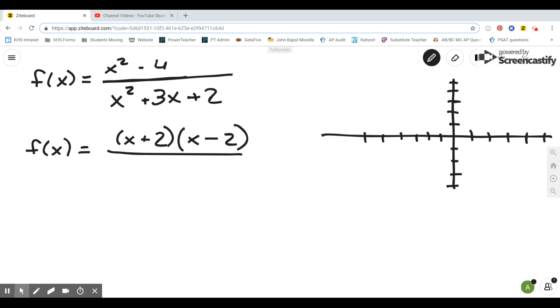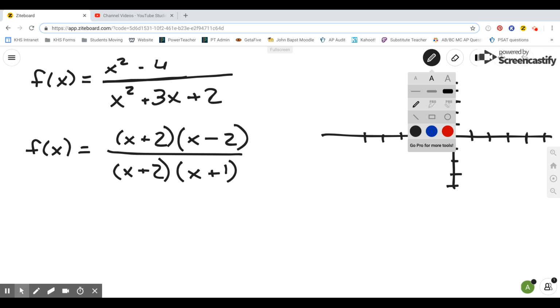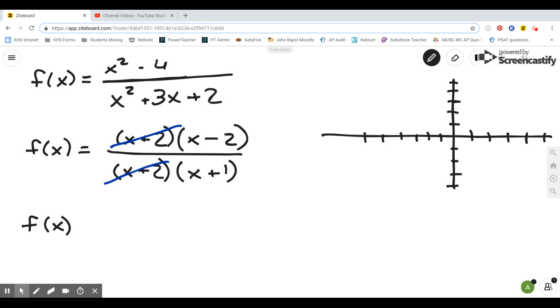So x plus 2, x minus 2 in the numerator, and then x plus 2 and x plus 1 in the denominator. And it looks like we are going to be canceling that x plus 2, which means we have a removable discontinuity at x equals negative 2. So now our function is equal to x minus 2 all over x plus 1.